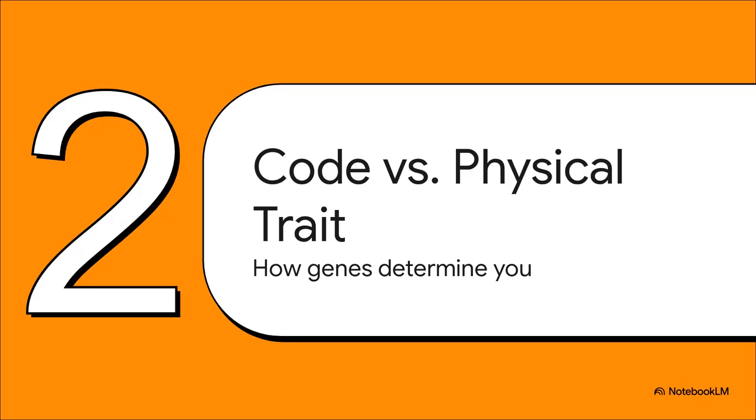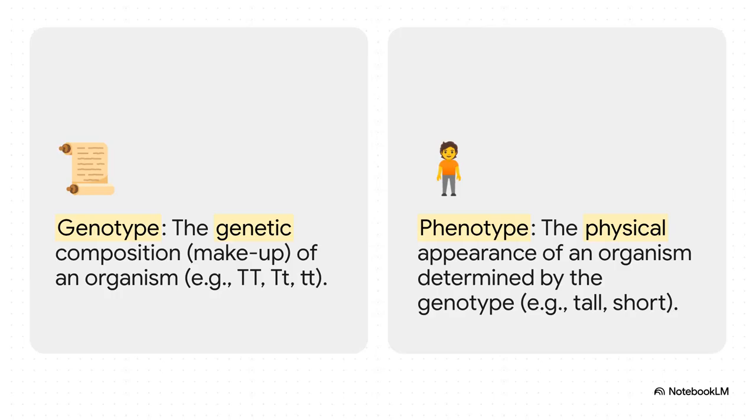Okay, so we've got this code, these alleles doing their thing, but how does that turn into the stuff we can actually see in the mirror? Let's get into it. This is where we need to get two really important words straight: genotype and phenotype. The genotype, that's the genetic code itself. It's the letters like TT or Tt. The phenotype, on the other hand, is the physical thing you actually see. It's the result of that code, like a tall plant.